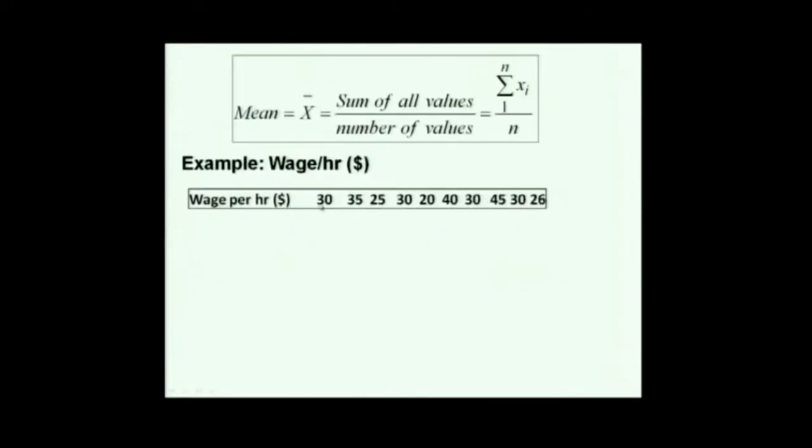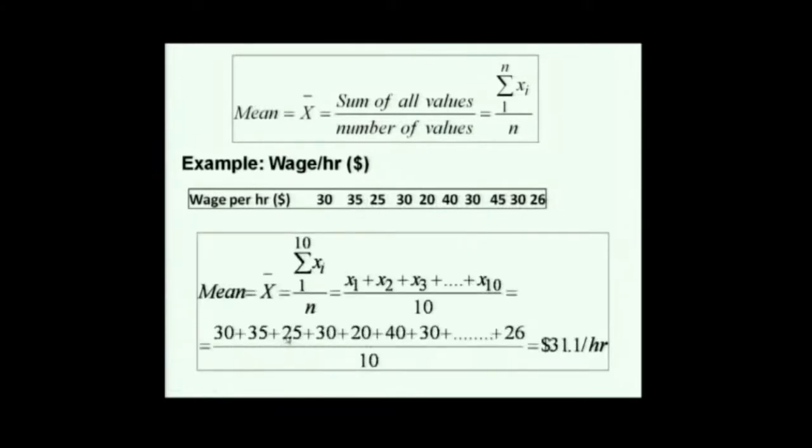Here are 10 observations representing the wage per hour in dollar value. And what we can do to calculate the mean value is simply add up these observation values, 30 plus 35 and so on, all the way to the final value of 26, and divide by the number of observations. And here we have the average of wages being 31.1 per hour, and that is the mean value, or the arithmetic mean.